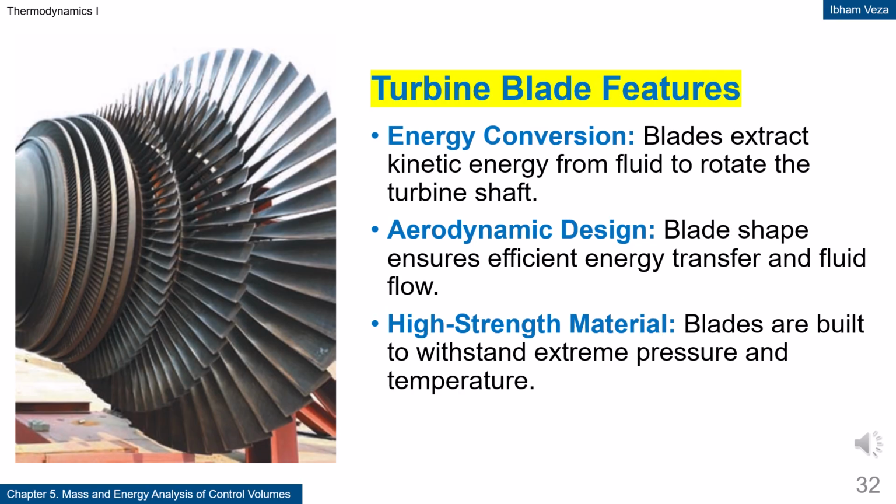Turbine blade features. The angle and shape of turbine blades are designed to extract the kinetic energy of the fluid efficiently. The fluid kinetic energy is converted into mechanical energy on the turbine shaft. Aerodynamic design ensures minimal energy loss. The blade material must withstand very high temperatures and pressures. This component shows the importance of interaction between fluid mechanics and thermodynamics.